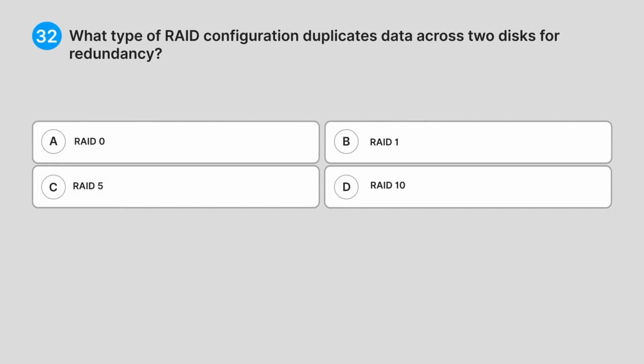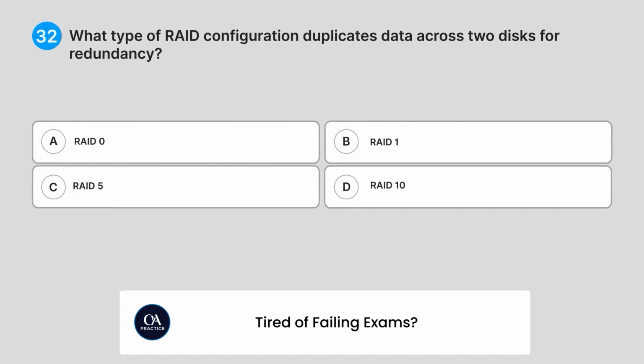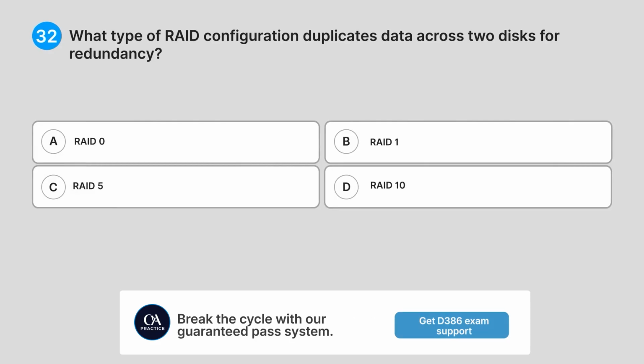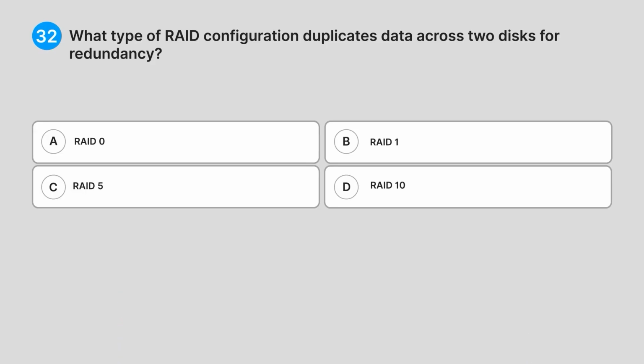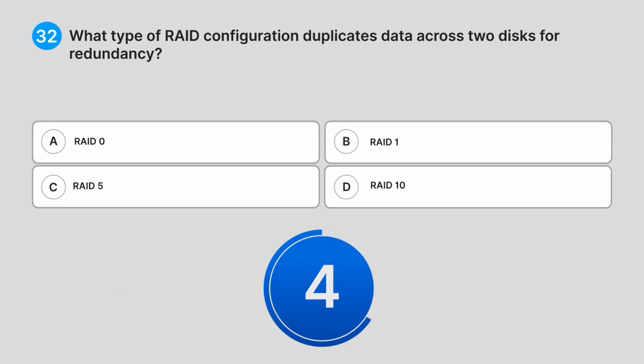32. What type of RAID configuration duplicates data across two disks for redundancy? A. RAID 0. B. RAID 1. C. RAID 5. D. RAID 10. Do you know the answer?